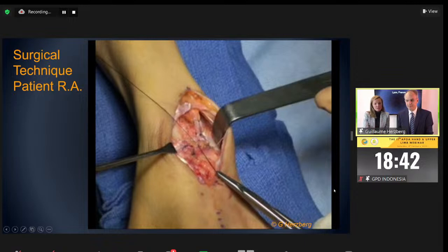And please, Michel, say something. If you want to add something, just feel free to take the talk. What do you think about the learning curve, Michel, for this total wrist arthroplasty? Maybe some word about that?